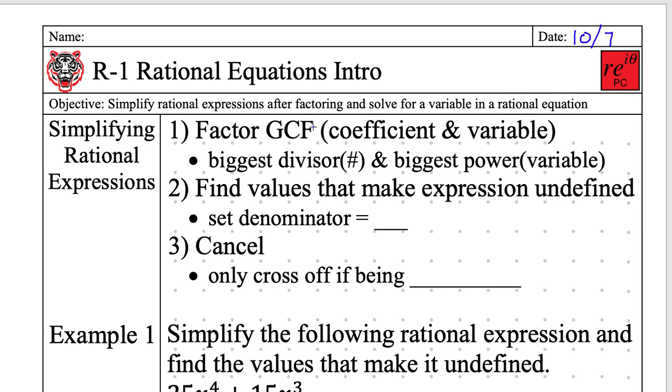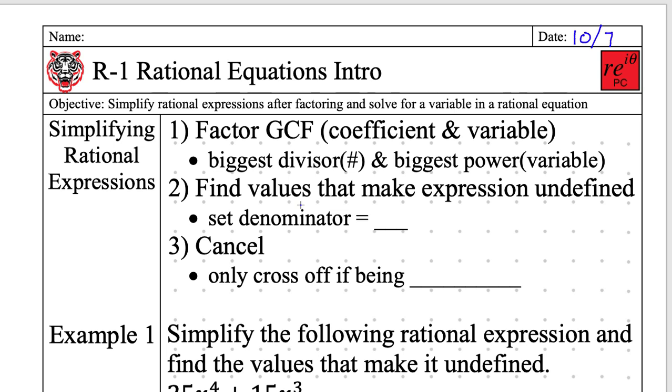You're going to factor out the GCF of both the coefficient and the variable. In terms of the coefficient, just look for the biggest thing that you can divide it by, the biggest divisor. And in terms of the variable, look for the biggest possible power. And then you're going to find the values that make the expression undefined. So we'll practice doing that a lot.